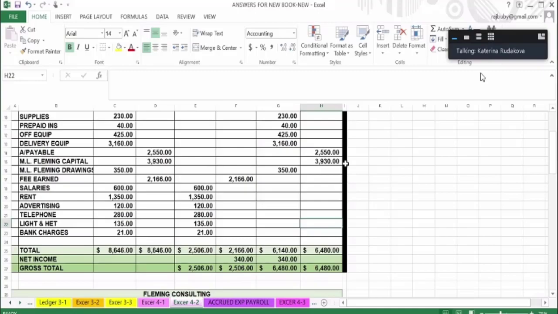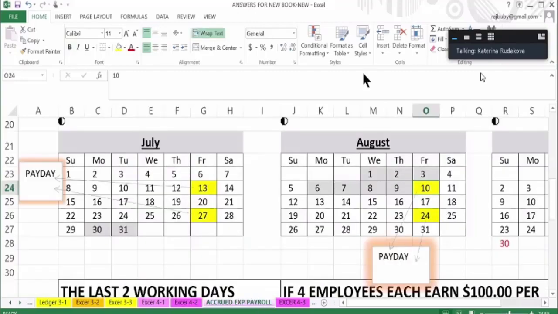Accrued expenses. A good example of accrued expenses is wages paid to employees. When a business firm owes wages to employees at the end of an accounting period, they make an adjusting journal entry by debiting wage expense and crediting wages payable.